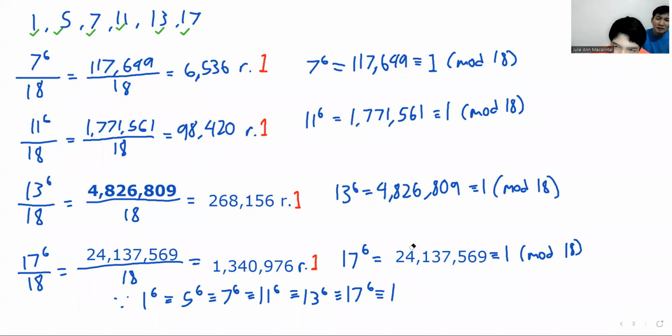You must put the modulo after. It's equivalent to 7 cubed or 13 cubed. Those are other forms of 1 modulo 18. Put it clearly for those who are learning.